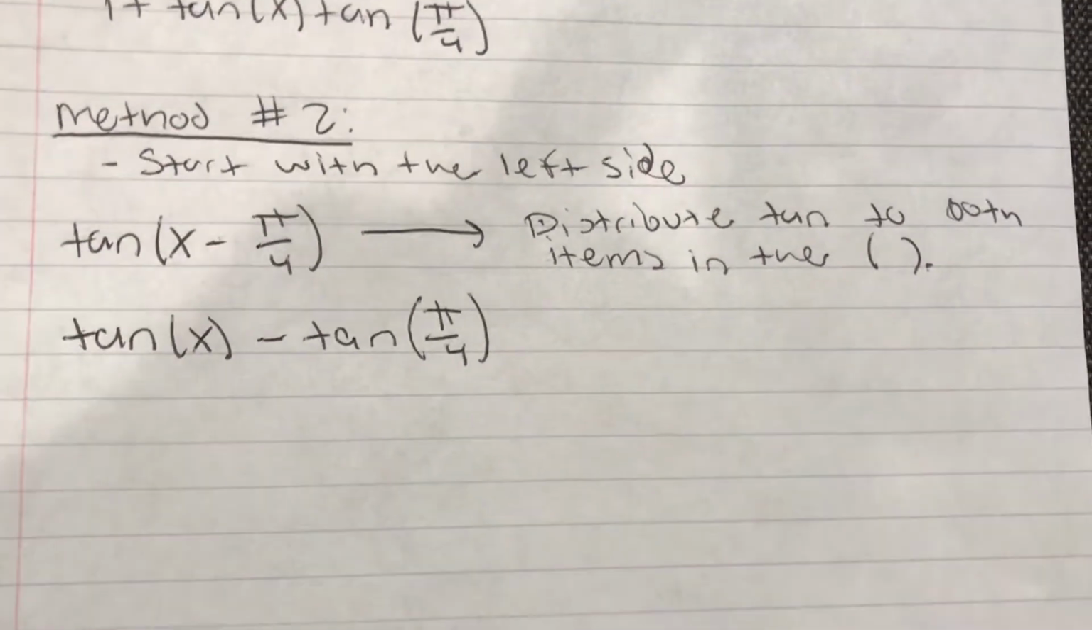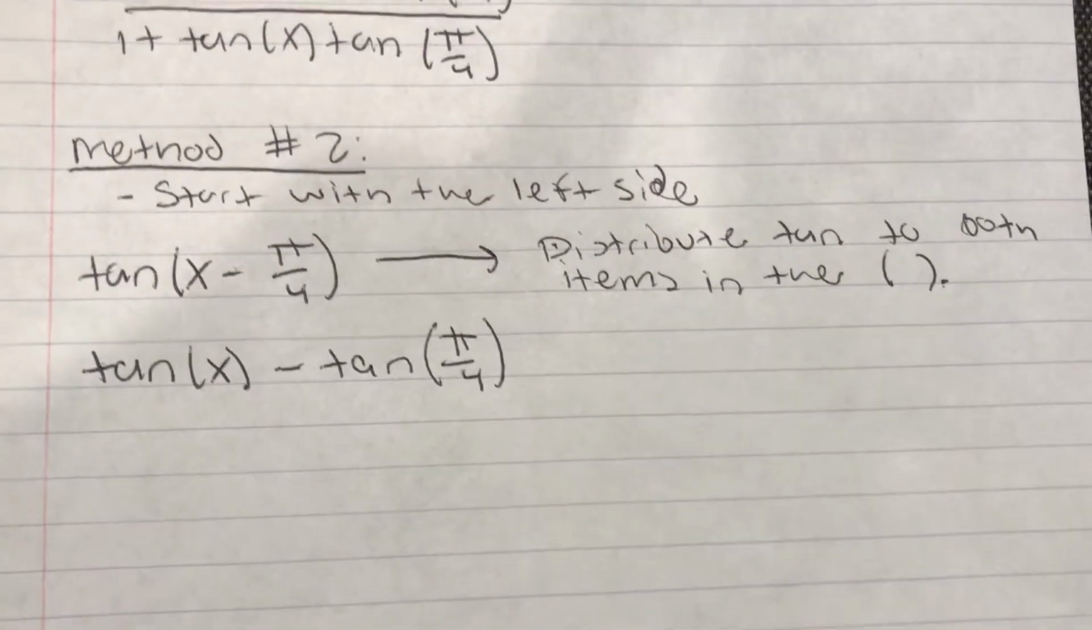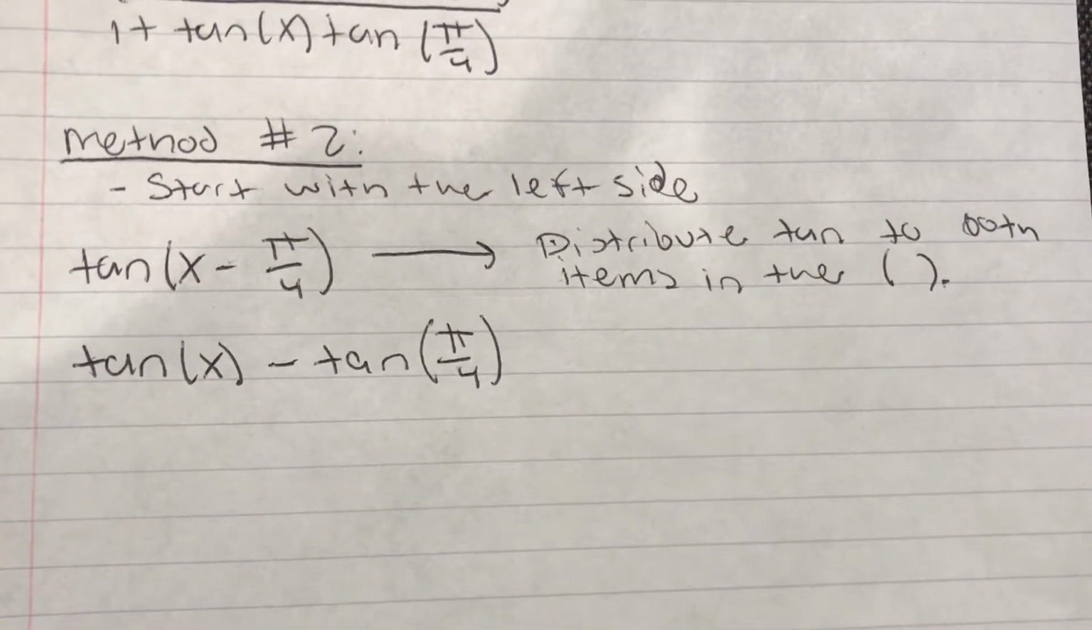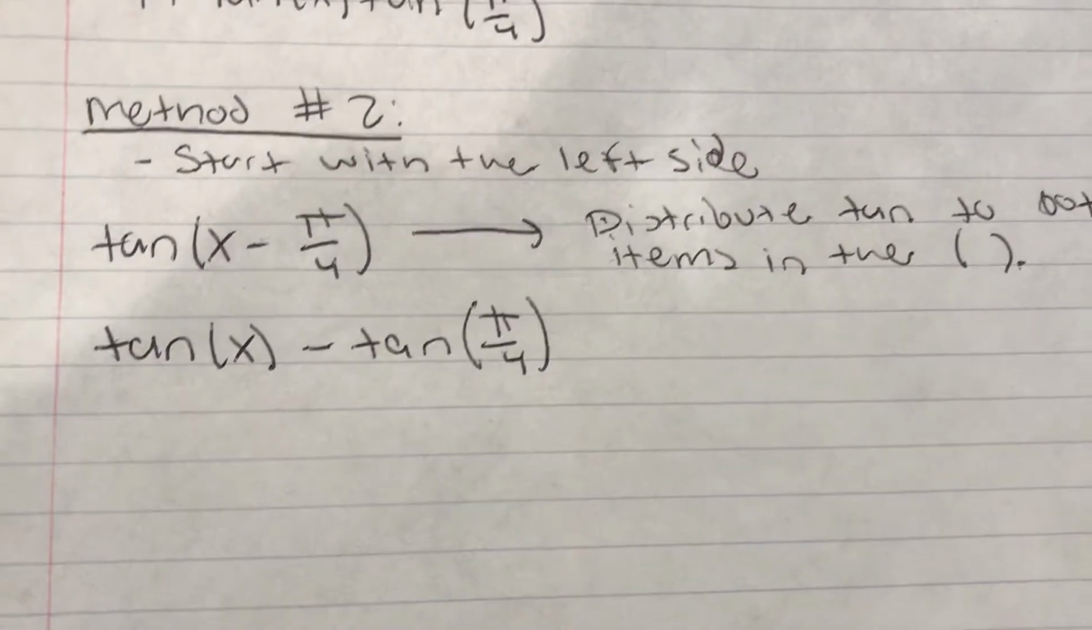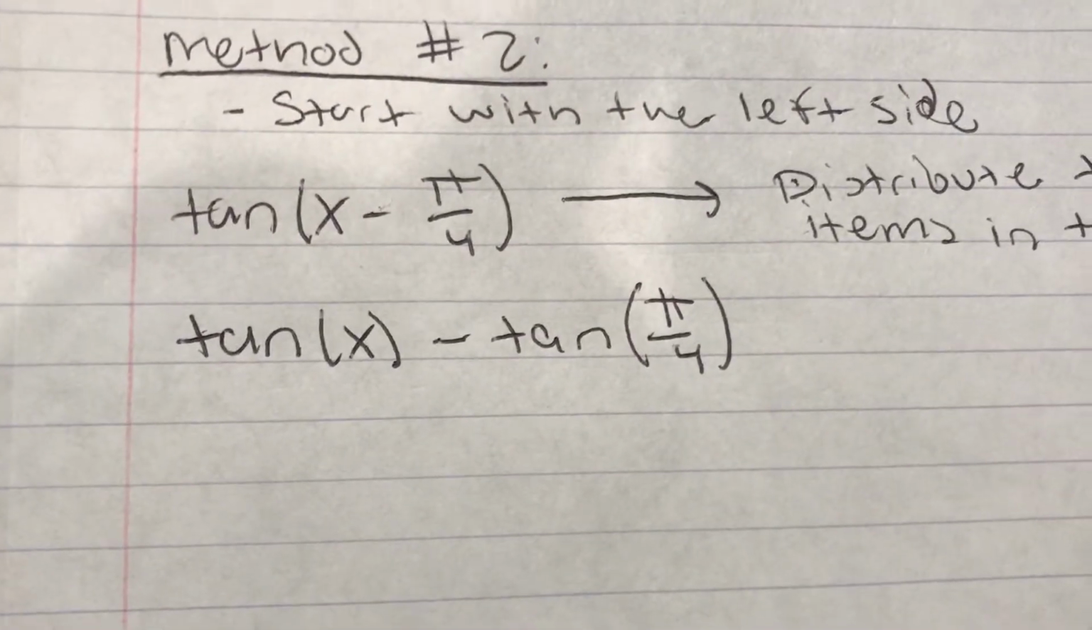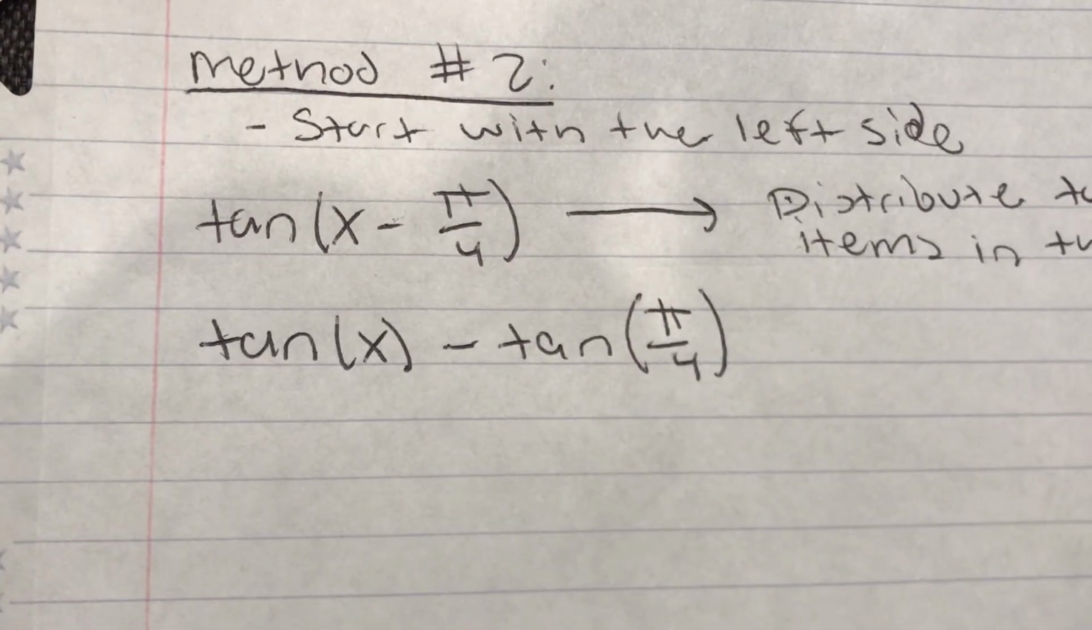On the second method, we can also do this on the left-hand side. We're going to distribute tangent to both terms inside of the parenthesis, and this will give us tangent x minus tangent times pi over 4.